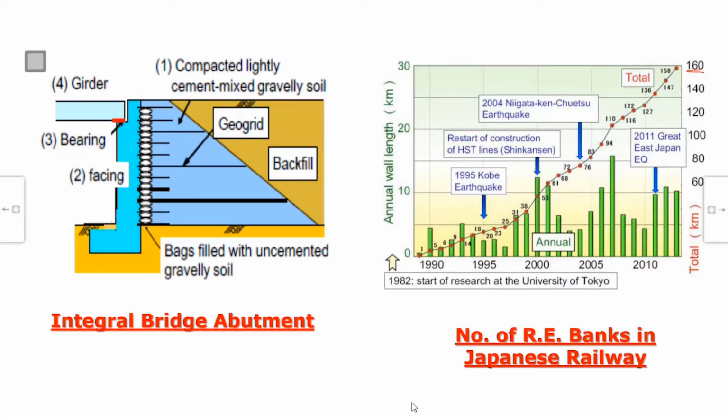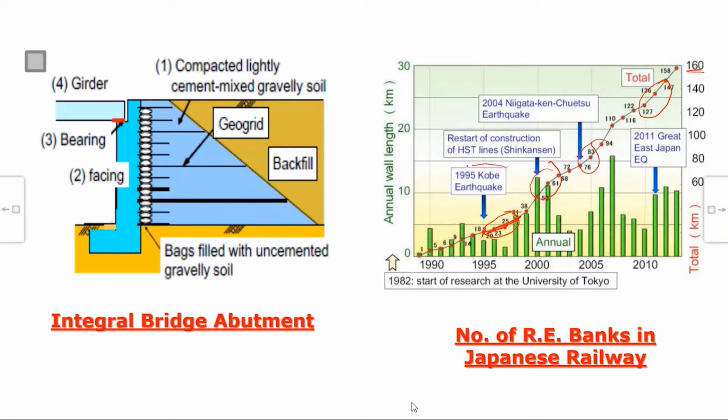Secondly, another thing, if you see this chart, there are some years after which there is suddenly a spurt or a rise in construction of RE walls. One is here, you can see here this graph becomes steeper, another is here, third one is here, and the fourth one is here. What are these incidents? See, they are all major reconstruction events. In 1995, this is year 1995.